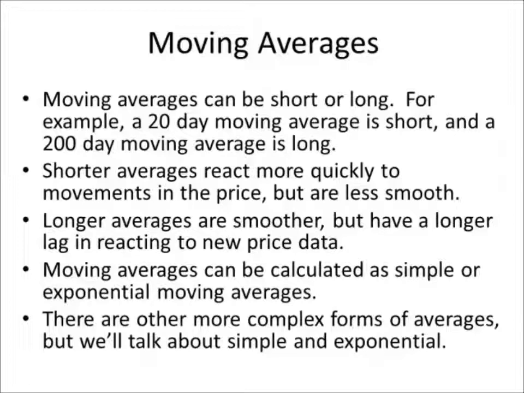With a shorter average, we tend to pick up trends more quickly, but we're more likely to get false signals. With a longer average, we pick up trends much later, but they're less likely to be false signals. A good way to think about them is that the shorter term moving average tells us the short term trend, whereas the longer moving average tells us the longer term trend.